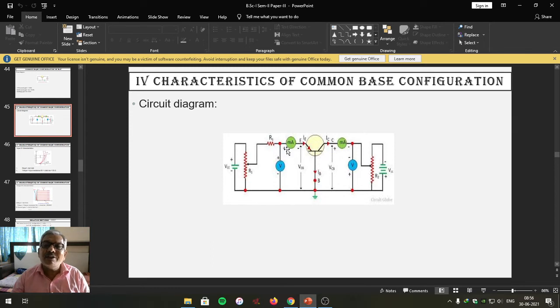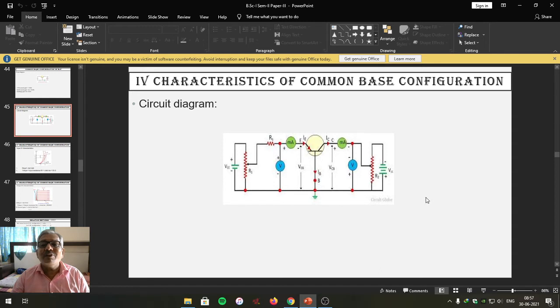To measure input current IE and input voltage VEB, a current meter is connected in series with the emitter, and a voltmeter is connected in parallel to the emitter and base. Similarly, to measure the output voltage VCB and output current IC, a voltmeter is connected in parallel to collector and base, whereas a current meter is connected in series with the collector. By using this circuit diagram, one can plot both the IV characteristics.